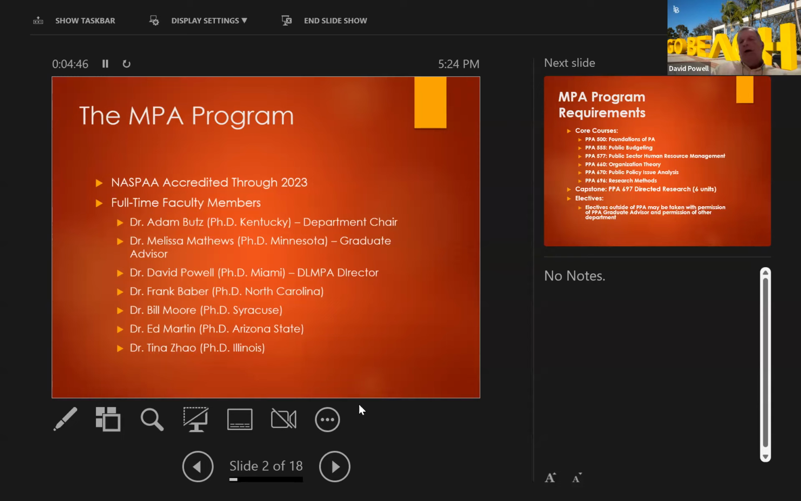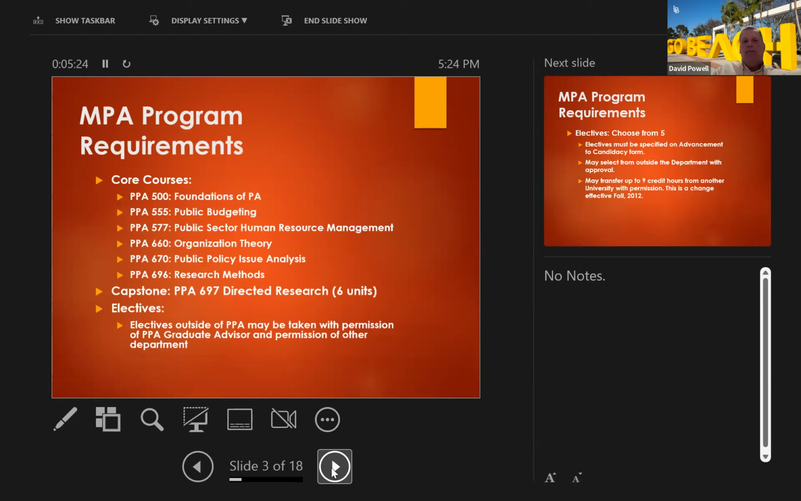The interesting thing about our faculty is that public administration is a multidisciplinary field. And so we don't all have public administration degrees. Dr. Butts, I believe his degree, if I'm not mistaken, is a political science degree. Dr. Matthews' degree is in organization leadership. I'm a political scientist. Dr. Baber is a political scientist. Dr. Moore is an economist. Dr. Martin has a public administration degree. And Dr. Zhao has her doctorate in public administration as well. But public administration is very much multidisciplinary.